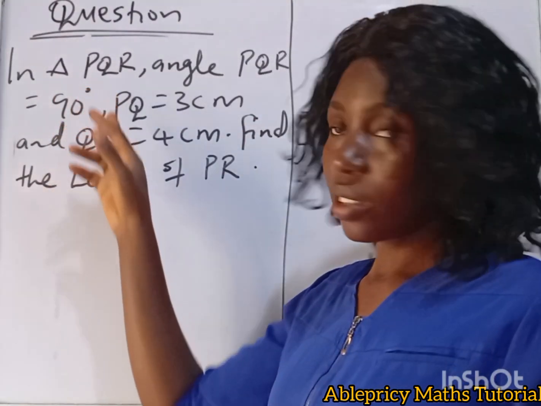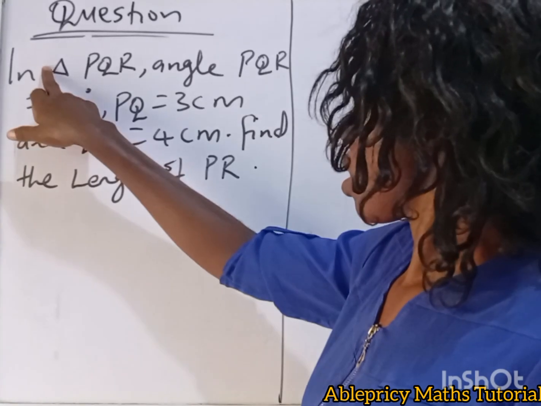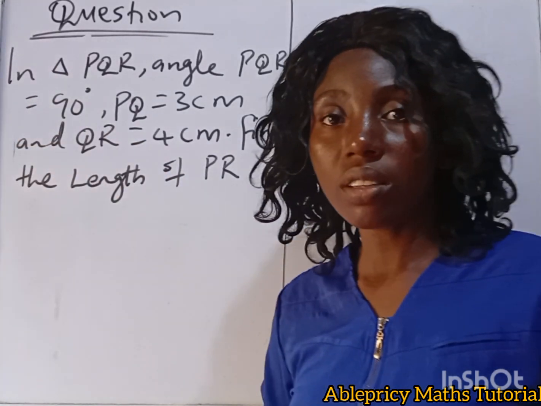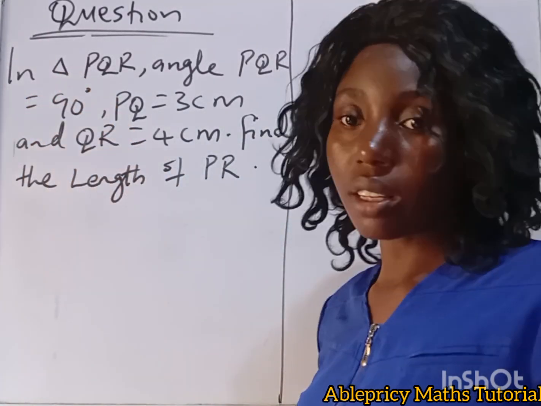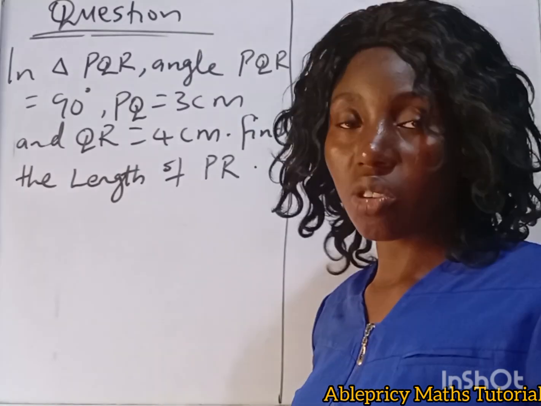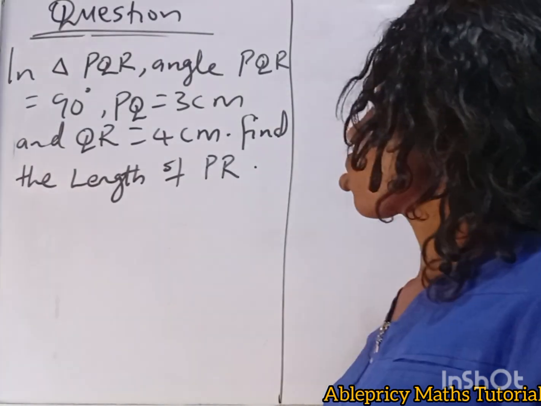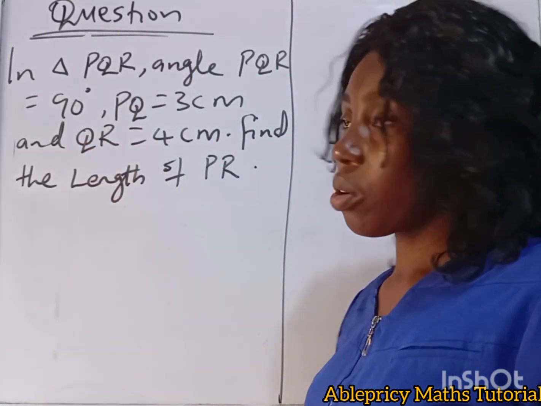Let's solve this triangle. This shape represents a triangle, so whenever you see it, you know that it represents a triangle. It can also be written in words. So we want to solve this problem.